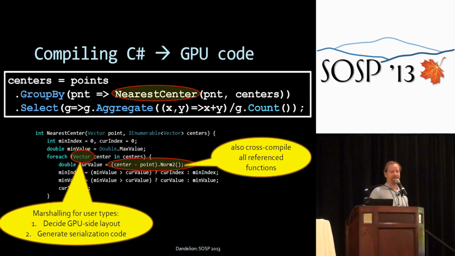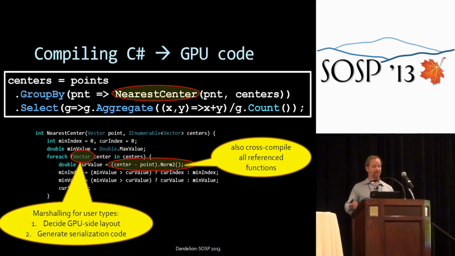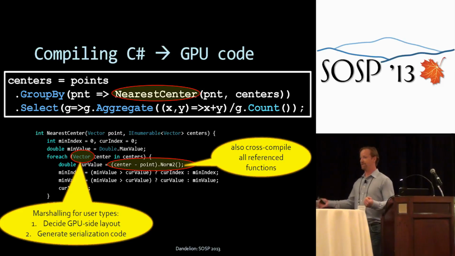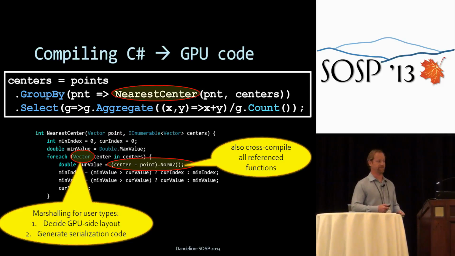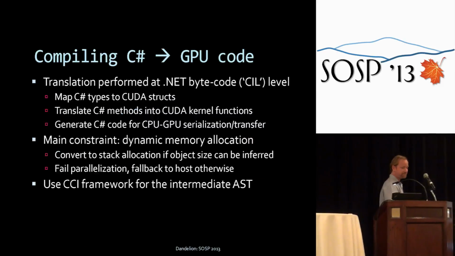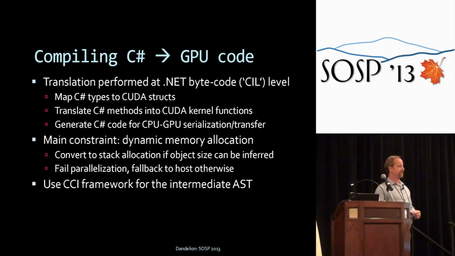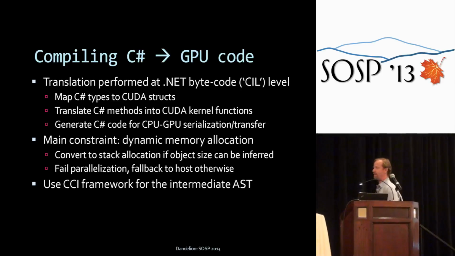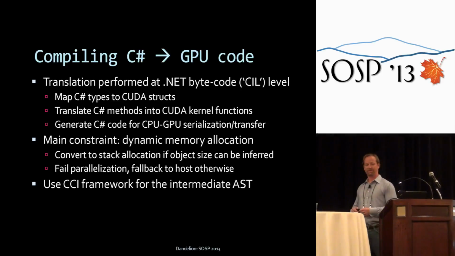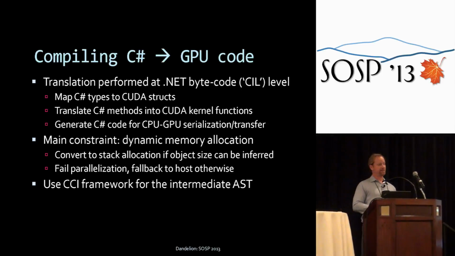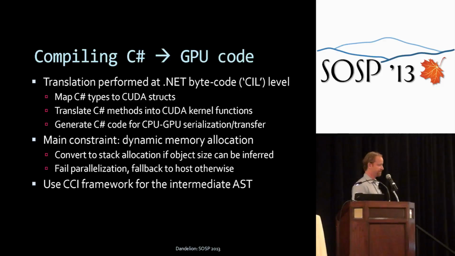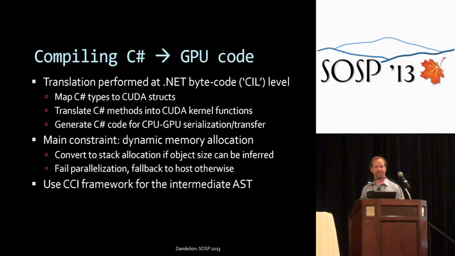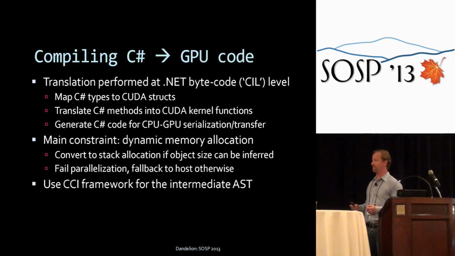So we need to decide dynamically on a GPU-side layout for objects, and additionally generate some code that will dynamically serialize objects and deserialize them between these 2 representations. And we do this by performing a translation at the .NET bytecode level. And this translation maps C# types to CUDA structs, and it translates C# methods into CUDA kernel functions. Additionally, we generate the C# code that performs the serialization and deserialization to translate between formats.